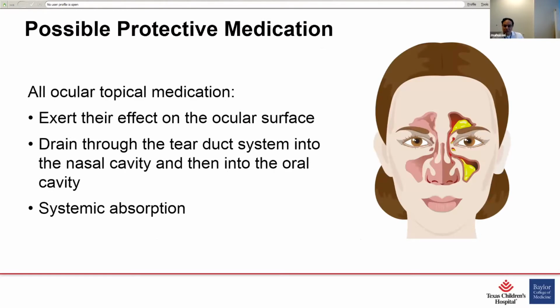So as such, topical ocular medication may be an ideal treatment and maybe ideal prophylaxis for COVID-19. It would exert its effect on the eye, sterilize the eye, and drain through the tear duct system into the nasal cavity, and then there would be rapid absorption of a significant amount of it by the vascular nasal mucosa, and it would have a systemic effect.